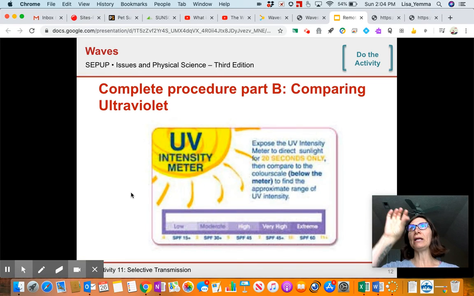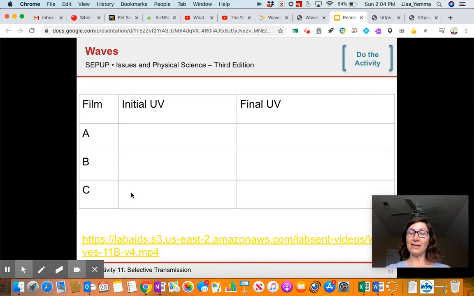So we could do one just exposed to sun without any film, and we're definitely going to test the 3 films. So for this experiment, go ahead and pause and please write down this data table. I suppose you could continue on your film A, B, and C on the side and write initial and final UV. So we're going to look at those cards before we expose them to the sun, and then look at them after they've been exposed to the sun under the different conditions.